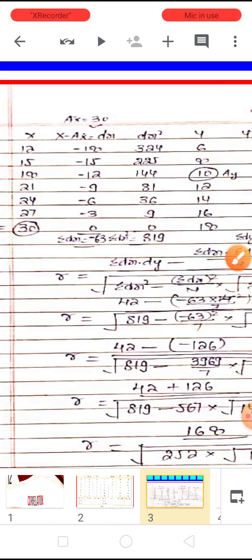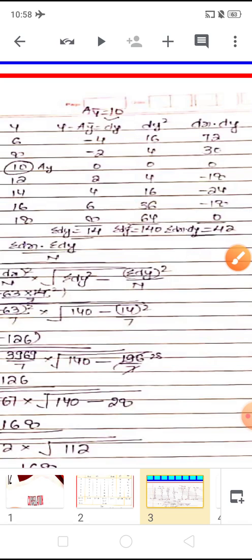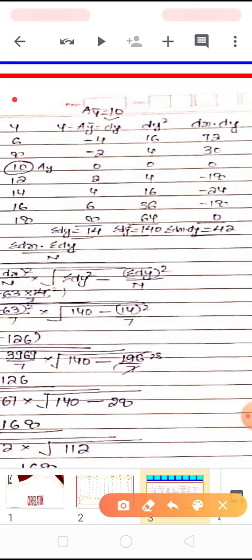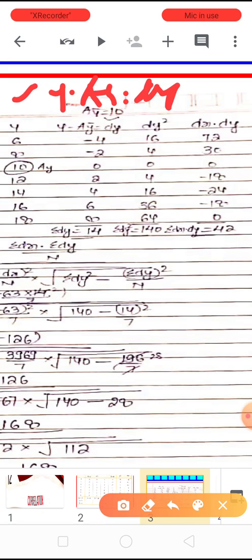Now children, we need to do the same for the y variable as well. Here is your y variable, and this time we assume 10 as the assumed mean of the y variable. The same procedure: y minus assumed y gives small dy. So 6 minus 10 is minus 4, 8 minus 10 is minus 2, 10 minus 10 is 0, 12 minus 10 is 2, then 4, then 6, then 8.